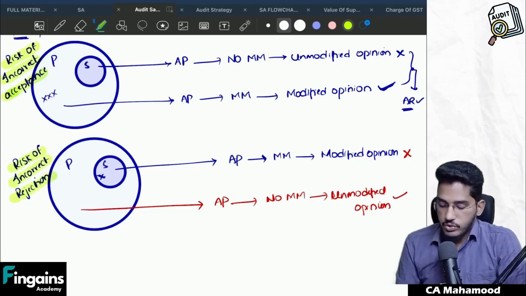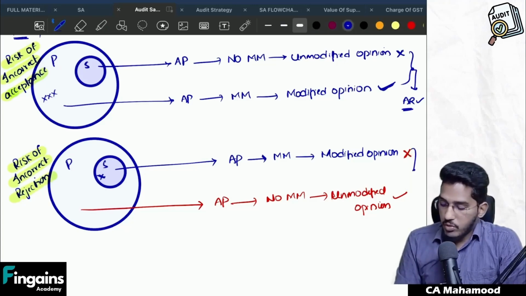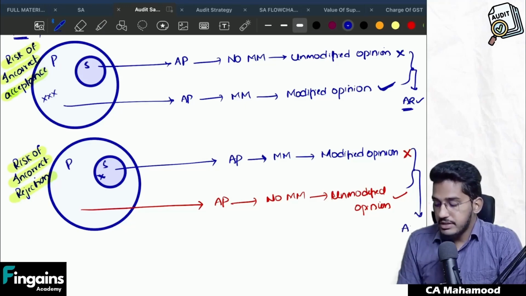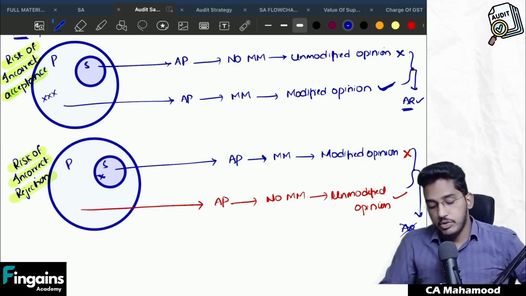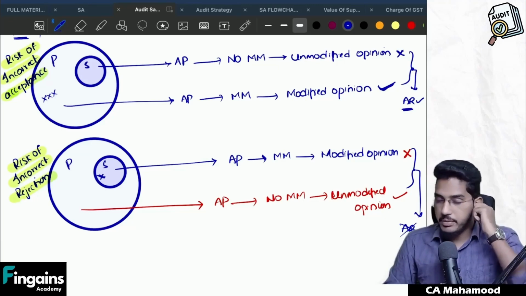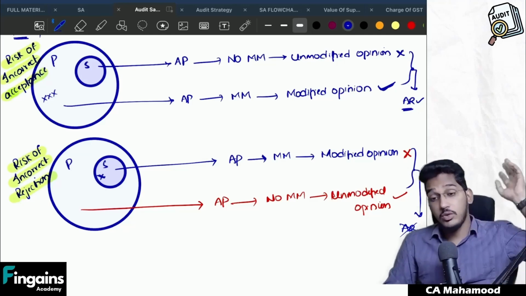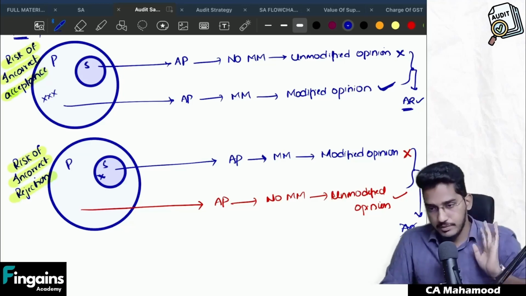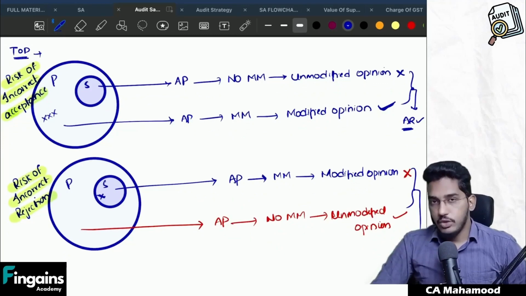I have one more question for you. Do you think the risk of incorrect rejection will lead to audit risk? I am giving modified opinion when unmodified is appropriate. Will this lead to audit risk? No, this will not lead to audit risk. Audit risk covers only one scenario. When you are giving unmodified opinion when modified opinion is appropriate, that only will come under audit risk. If you are giving modified opinion when unmodified is appropriate, that scenario will not get covered under audit risk. This point I have already explained long ago in the chapter risk assessment and internal control, question number 1. Yes or no?